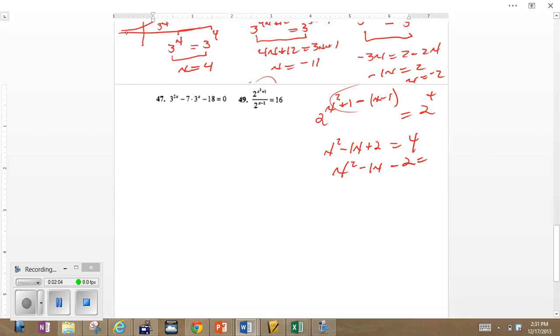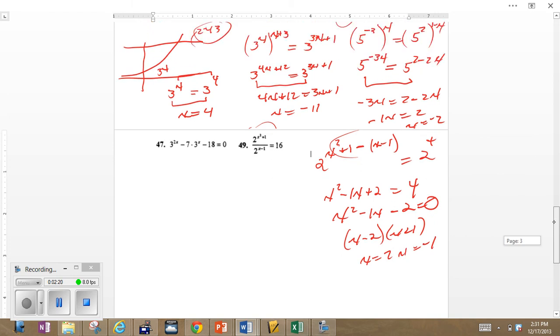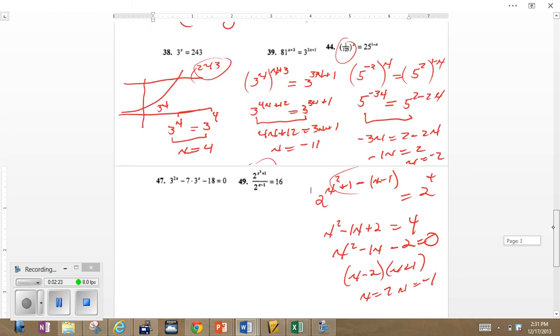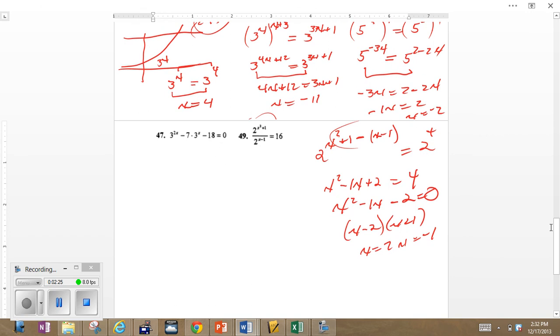It's equal to 0. And now this looks like it'll factor: x minus 2, x plus 1, which gives us x equals 2 or x equals negative 1. Do we have a problem with either one of them? I hope not. I don't see any problem with either one of them, I don't believe. You could check that.